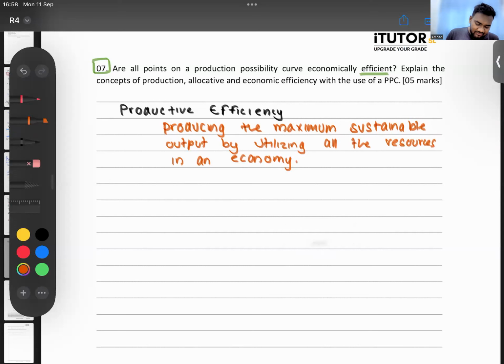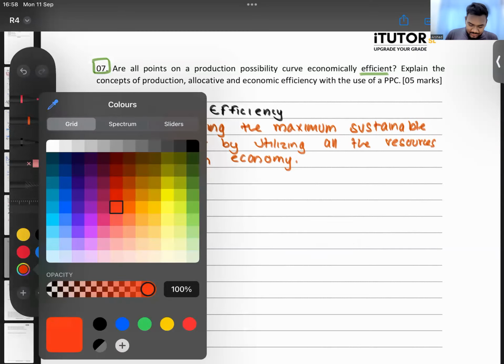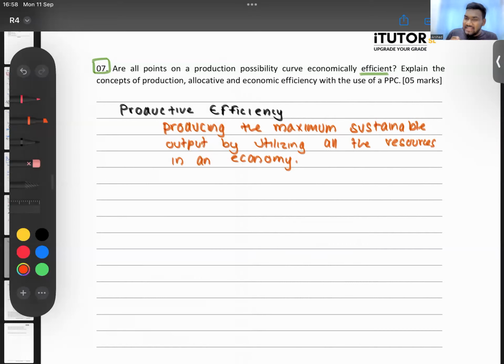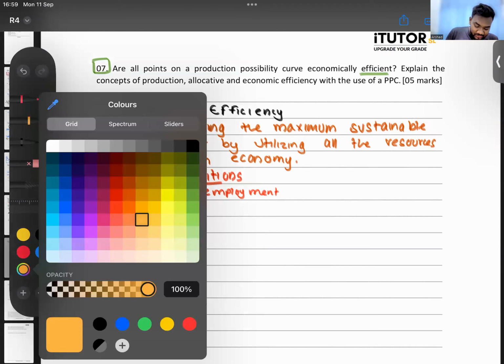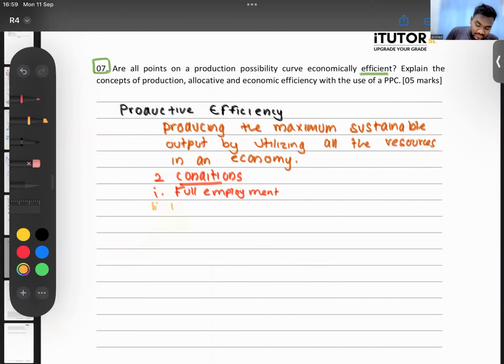I'm not teaching this newly. You all were supposed to watch that video and come. I'm just highlighting the main things that you should have in your answer. What are the two conditions that you should have for productive efficiency? Number one, you need to have full employment. And then number two, you need to have full production. So full employment and full production.